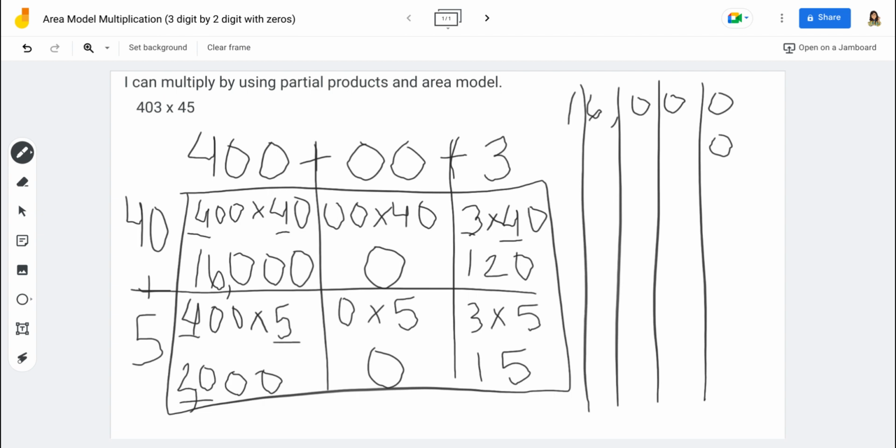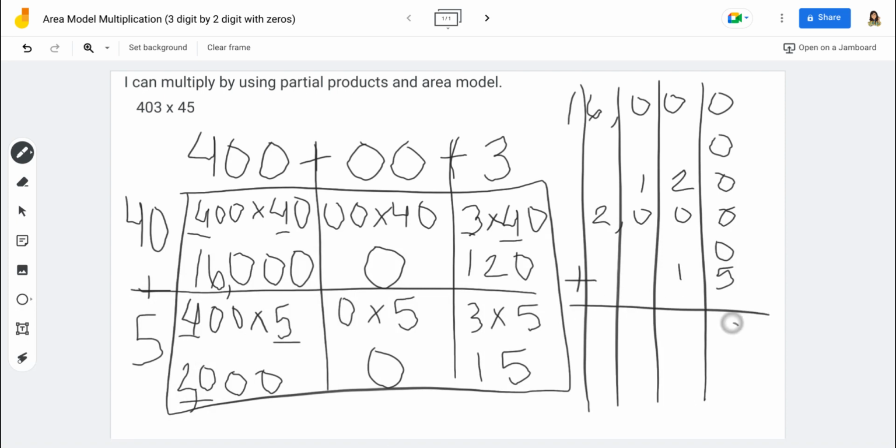All right. 0, 120. Hold on, I lost count of my place values. All right, there we go. 1,000, 2,000, 0, and 15. All right, we're gonna add these all up.